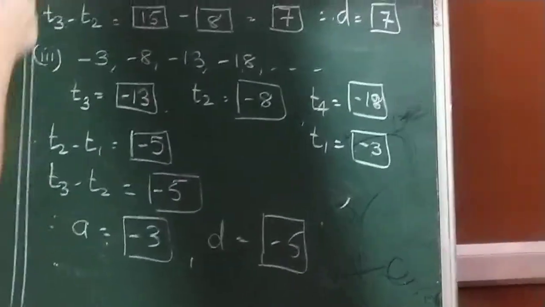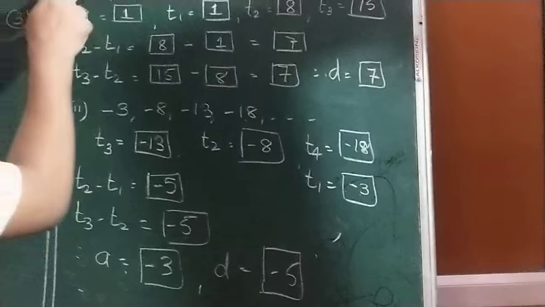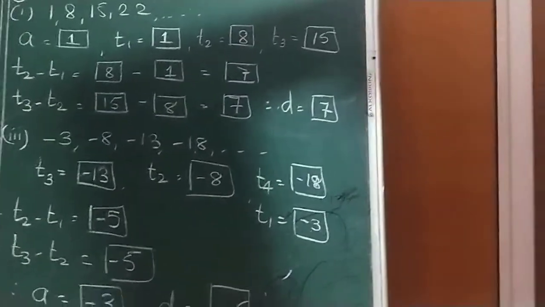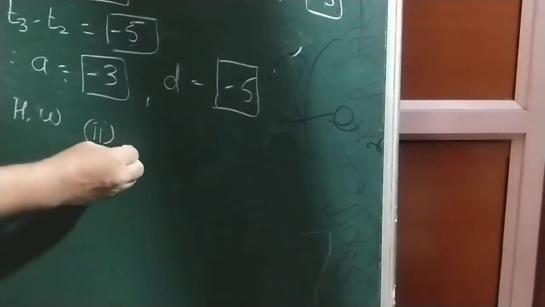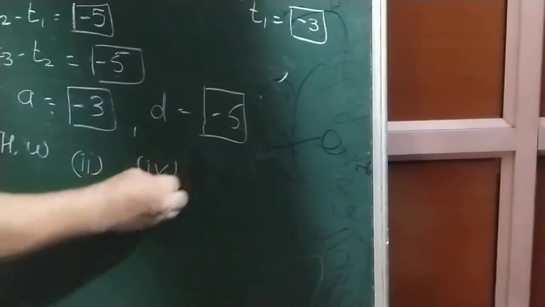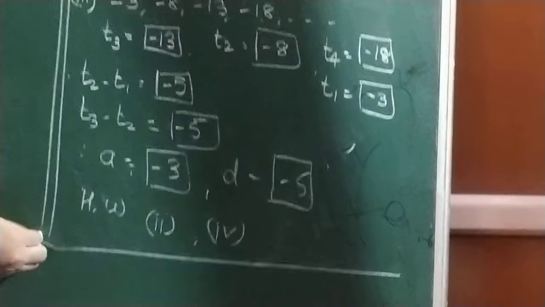So this is first sum, third sum. In first part there are total 4 sums. So homework: second sum and fourth sum. Okay, so first part is also over.